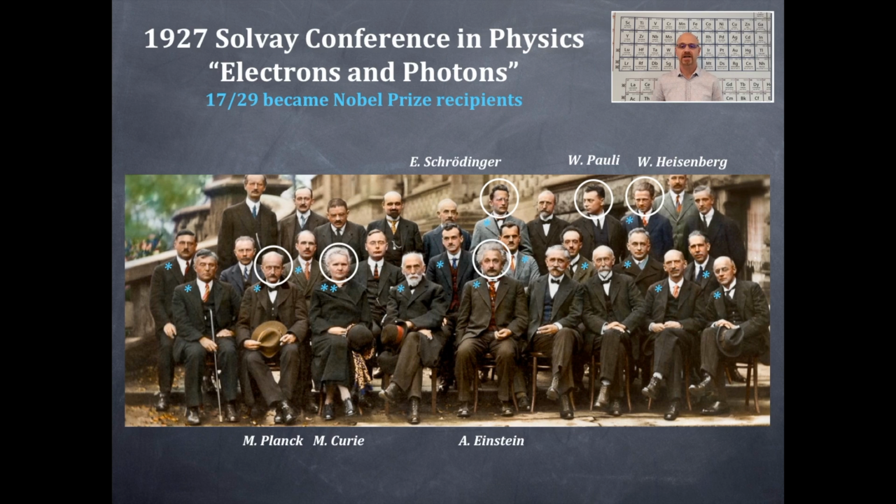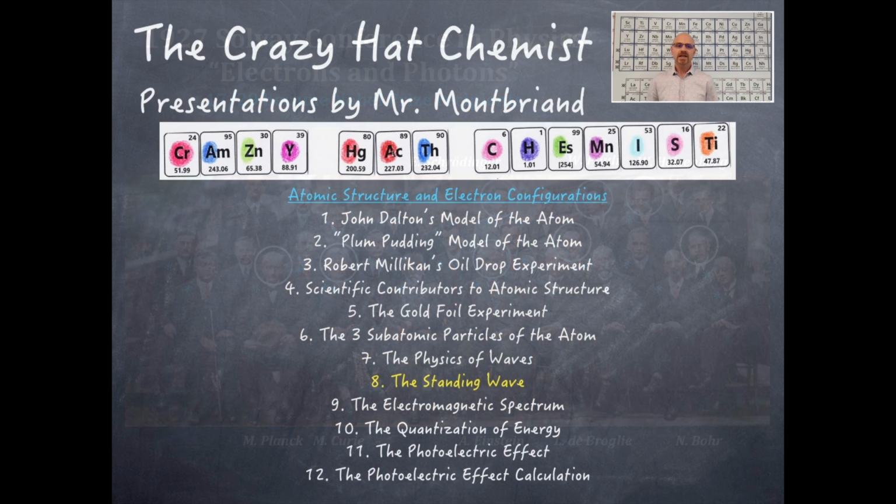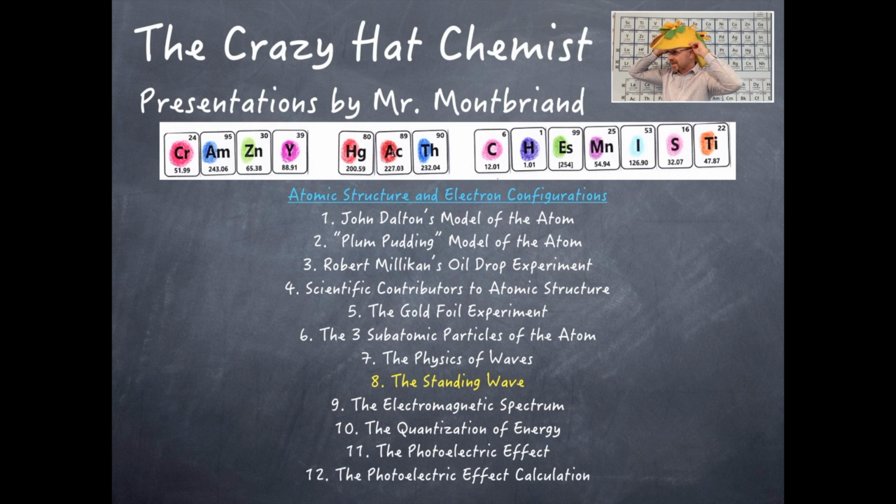Okay, Albert Einstein, of course. And Louis de Broglie. And, of course, Niels Bohr. So I want you to look at these individuals. They play essential roles in the development of this entire unit of atomic structure and electron configurations. They are essential.